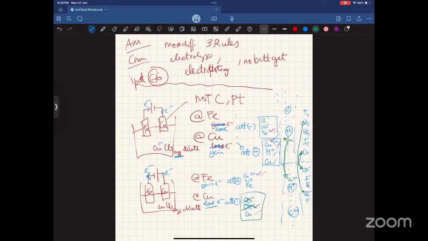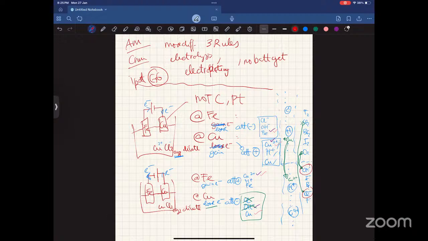Would that be okay? Wait. My teacher told me something about the concentration being different, because she said if it's dilute and concentrated, then the answers will be different. Let me show you. He's talking about, for example, OH minus and Cl minus.